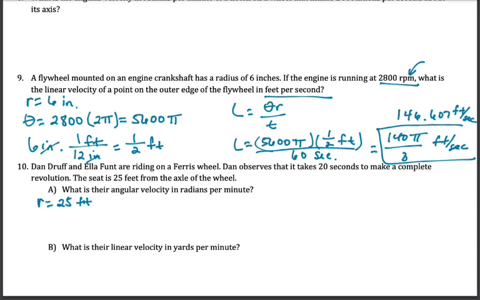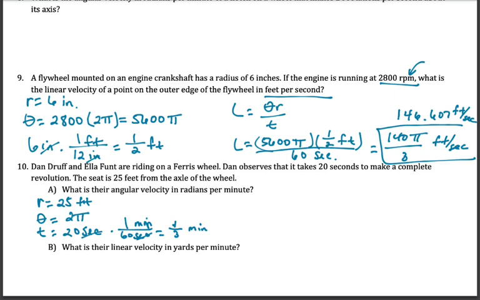But it takes 20 seconds to make one full revolution. So theta is 2 pi because we go one revolution. And the time it takes me to do that is 20 seconds. We need that to be in minutes, so I'm going to multiply that like this to get rid of seconds. And that gives me 1/3 of a minute.